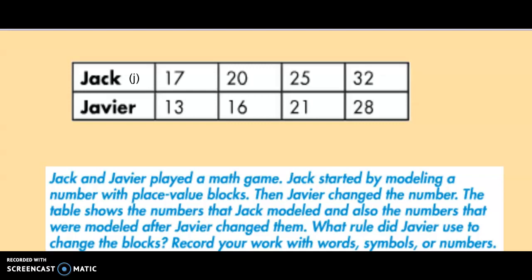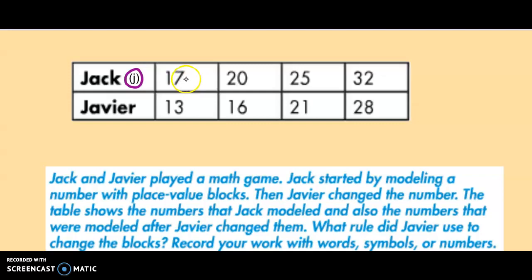The table shows the numbers that Jack modeled, so that is our top line here, and also the numbers that Javier changed them into. So every time Jack did something, Javier changed it. We need to figure out what the rule is here. Jack is being represented by one of those algebraic letters, which we call a variable. So his variable is J. This whole line stands for J. Whatever Jack does, he's J.